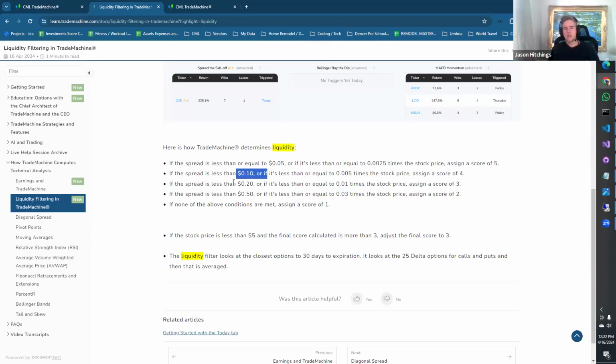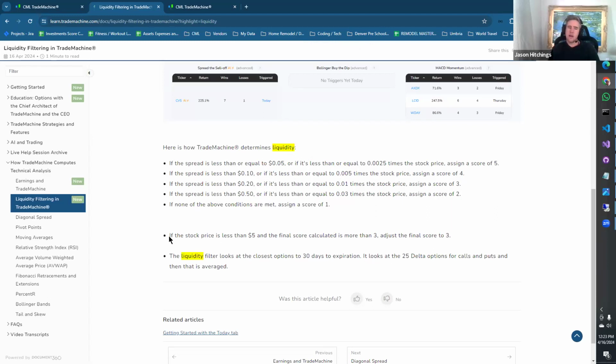The score will get better if it's, these rules also apply. Like if it's a nickel wide or 10 cents wide or 20 cents wide or 50 cents wide, then it will always be at least that good of a score, 5, 4, 3, 2. So it's either one of these things, and the better one, you'll get the better score.